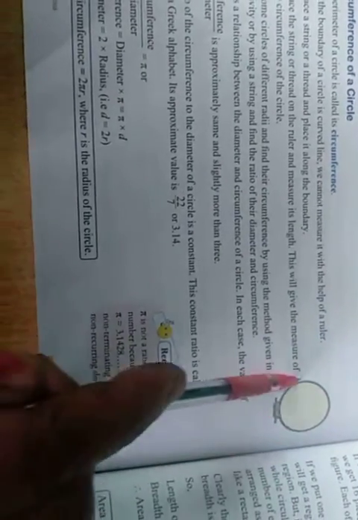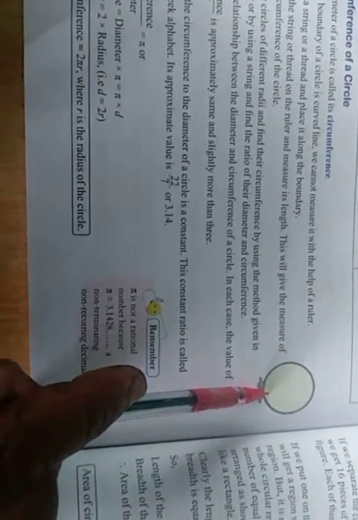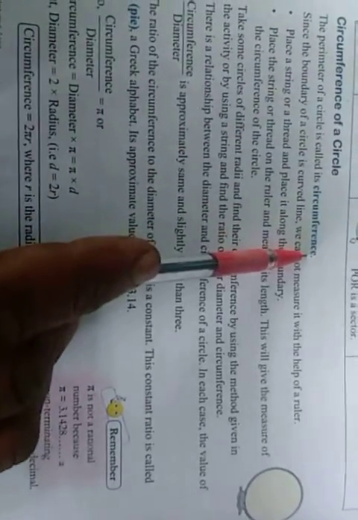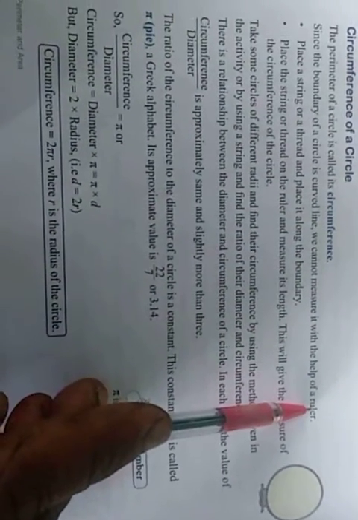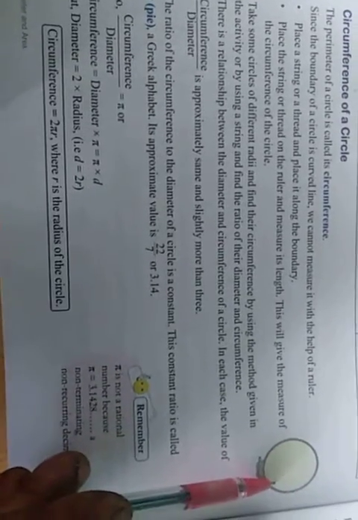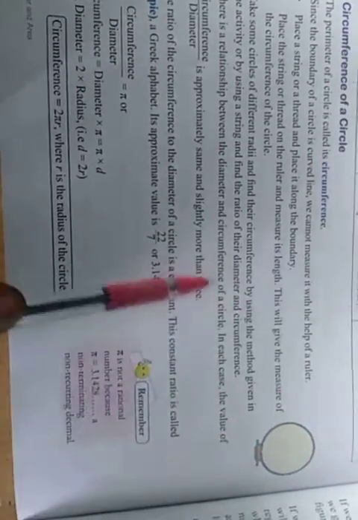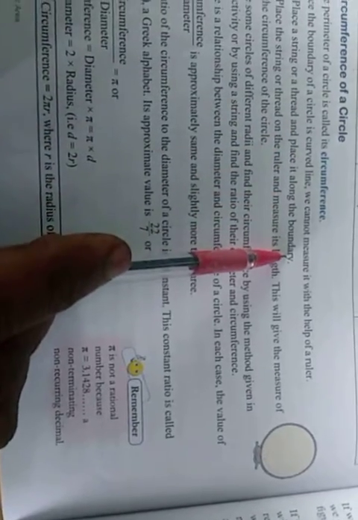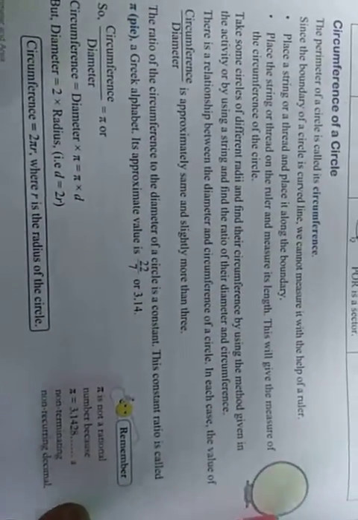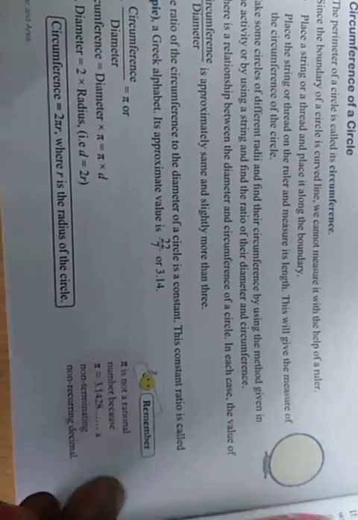We call this curved boundary the circumference of the circle. So the perimeter of a circle is called its circumference. Since the boundary of a circle is a curved line, we cannot measure it with the help of a ruler. Can you measure the boundary of this circle with a ruler? No. So place a string or a thread along the boundary.